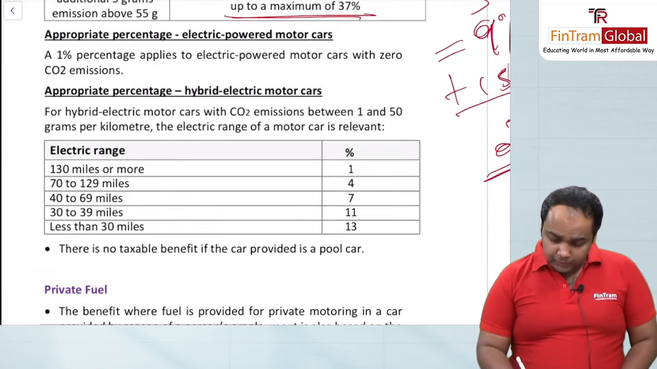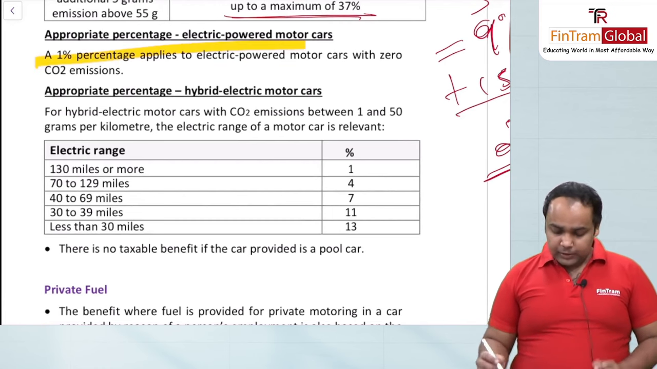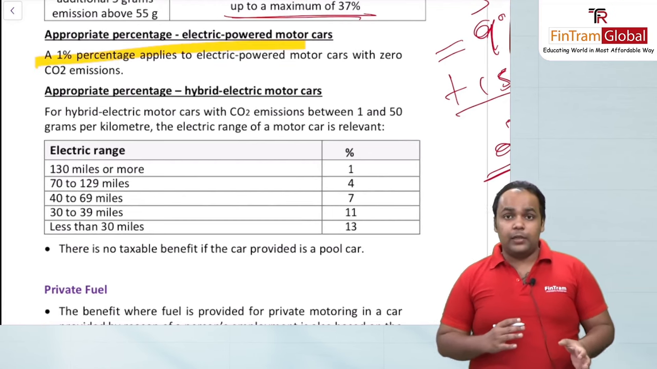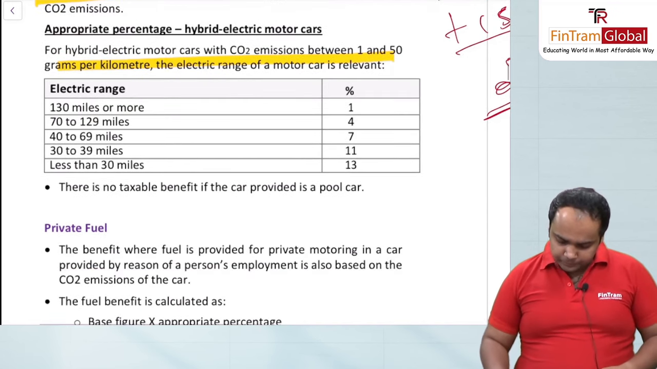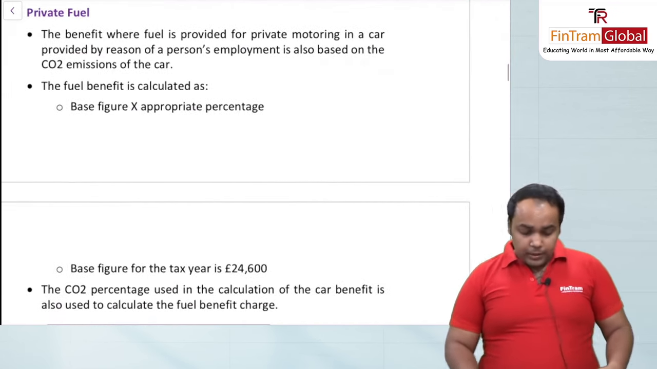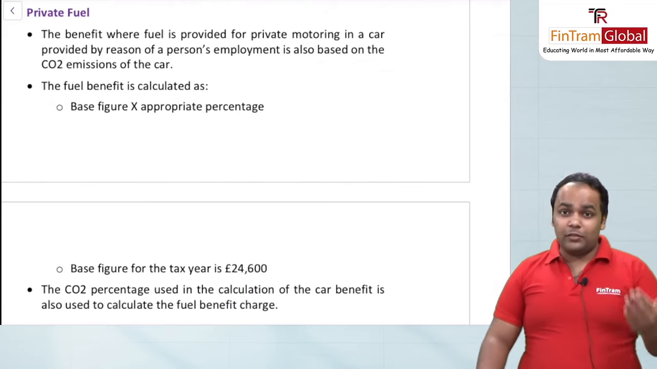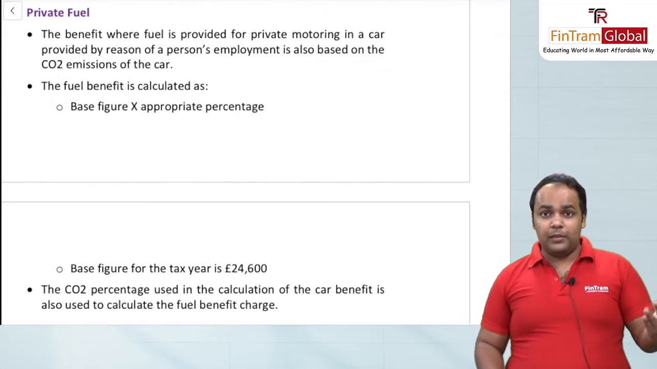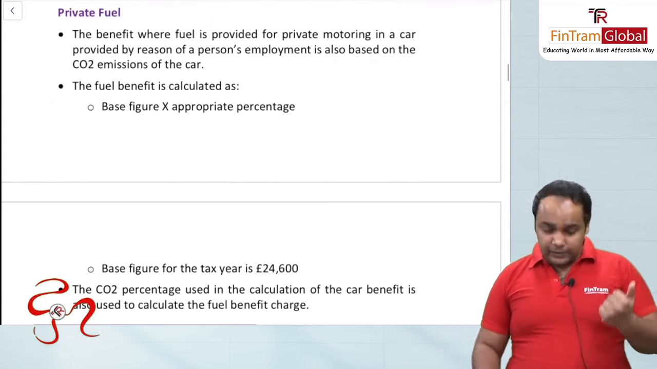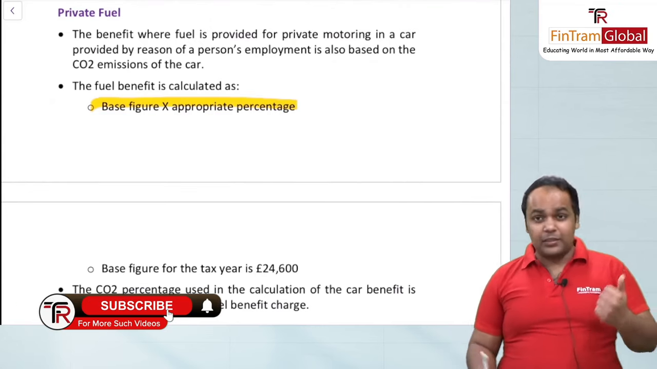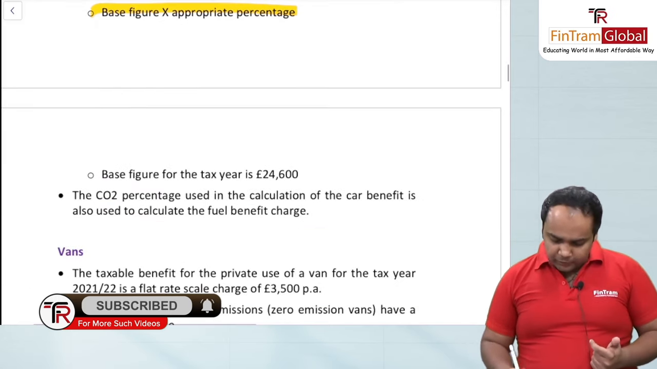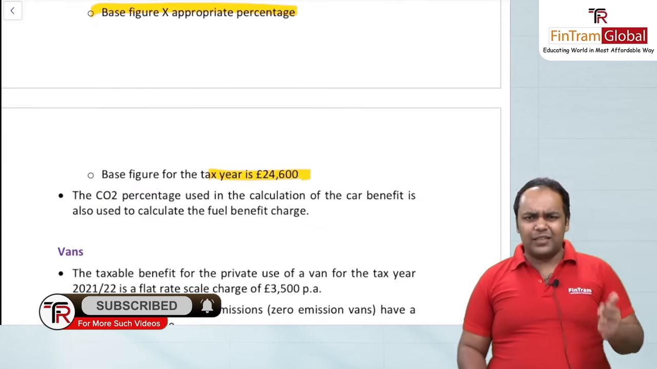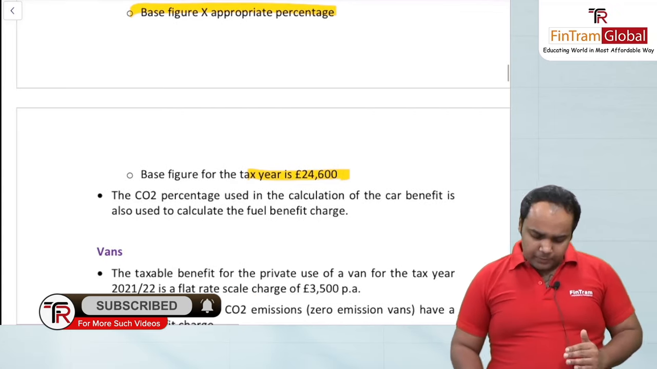For electric powered cars, it is 1%. For hybrid cars, it depends on the electric range of the car, which in this table would be given to you in the examination. Private fuel is where the fuel for private motoring is provided by the employer, and in this case it is the base figure times the appropriate percentage. The appropriate percentage remains the same as above. The base figure will be 24,600, which will again be given to you in the examination. So please remember that.